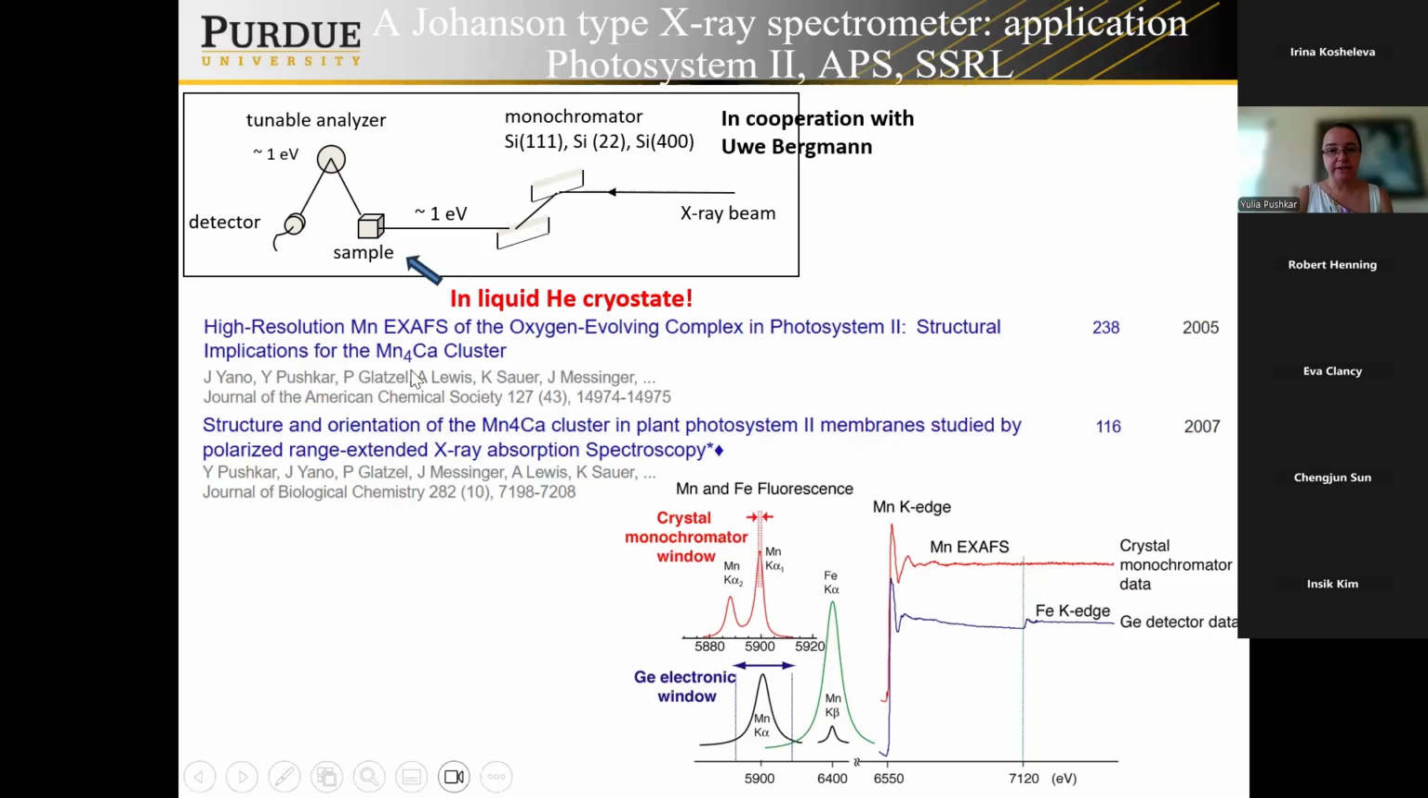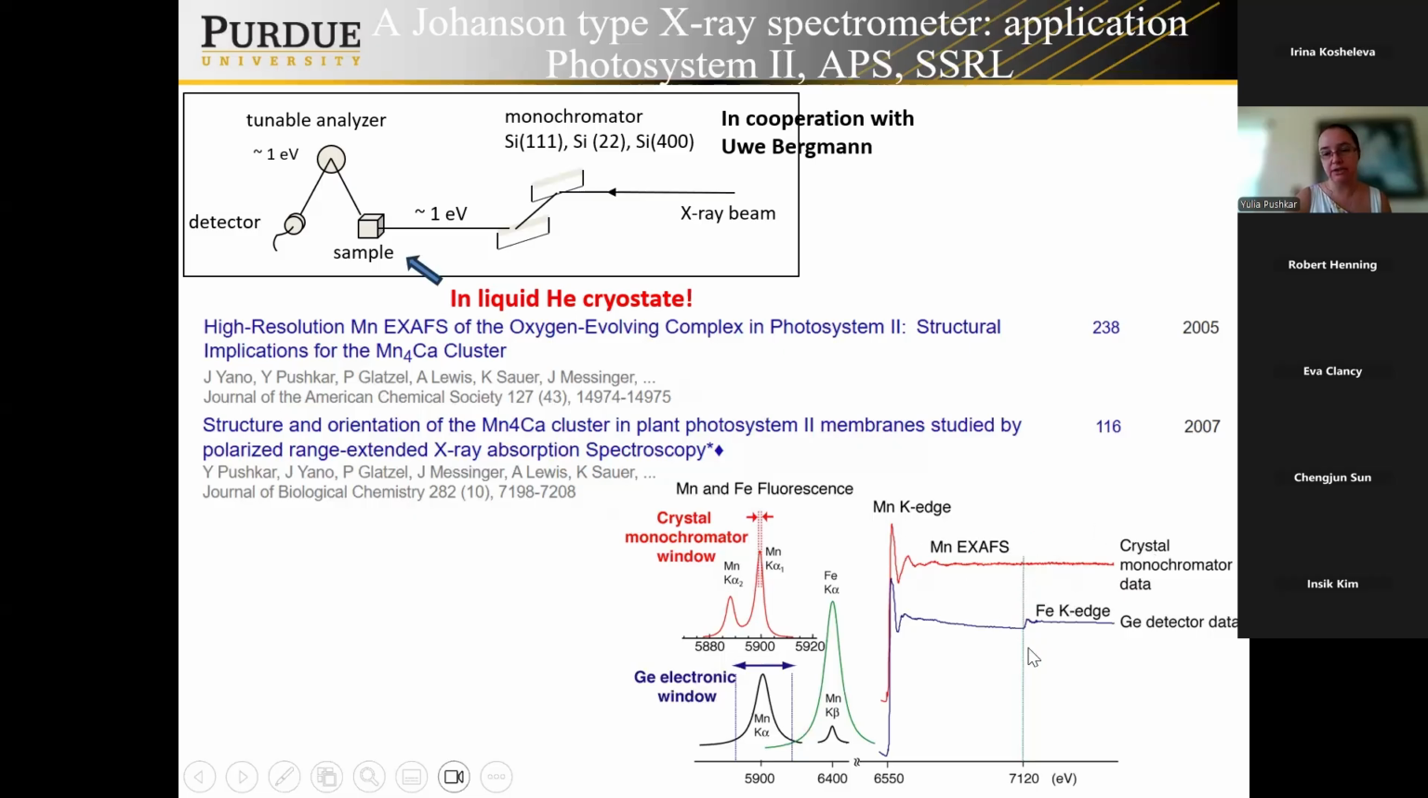So these were very difficult experiments. And in this case, we did not even move the spectrometer. We did not even record a high energy resolution spectrum. We were simply sitting at the top of the manganese K alpha line. And instead we were sweeping the monochromator and collecting so-called high resolution EXAFS.